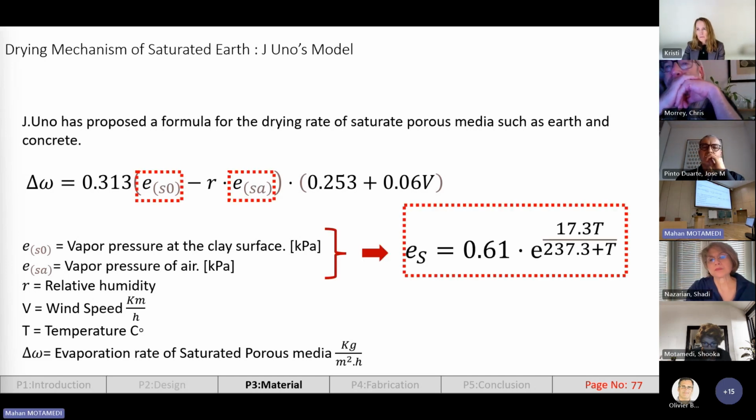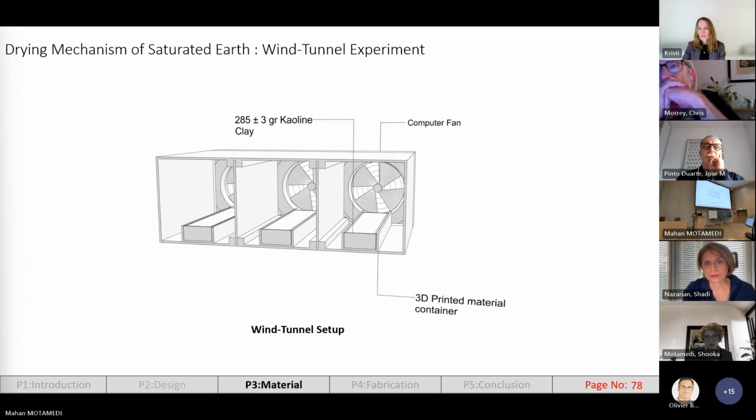The vapor pressure at the clay surface can be calculated using this formula. As you can see, the vapor pressure is really dependent on the temperature, meaning that overall, the evaporation rate is dependent on temperature and wind speed, and is more sensitive to the temperature rather than wind speed. In order to evaluate the feasibility of this formula on 3D printing, in order to evaluate the evaporation rate in the 3D printing process under heat condition, we have devised another material experiment, which is called a wind tunnel.